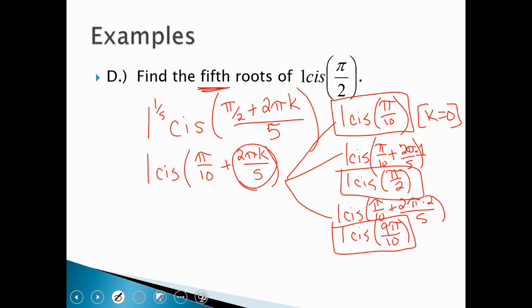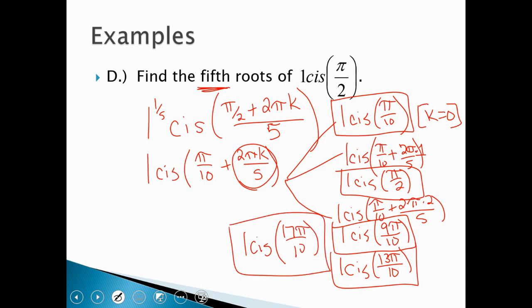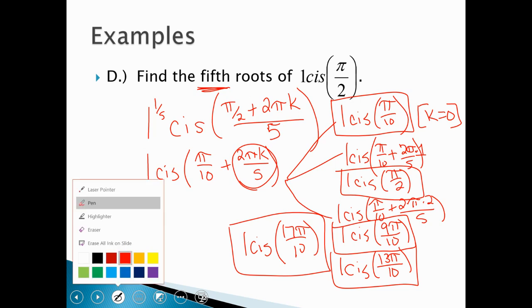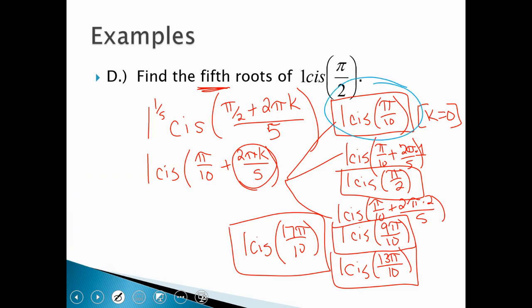So our last answers are 13 pi over 9. If you were to plug in 3, not 9, why did I say 9? 13 pi over 10. And our final answer, I don't really have room to write it over there, so I guess I'll write it over here. We go up another 4, which is 17 pi over 10. So you have 5 fifth roots of 1 cis pi over 2. I hope you can find them here. Let me put them in a better spot. So here's your answer, here, here, here. See how they're all going up by 4 pi over 10?